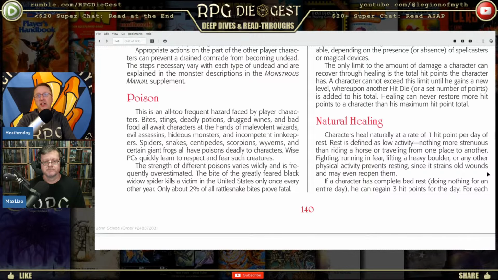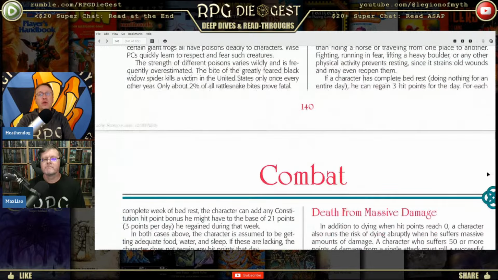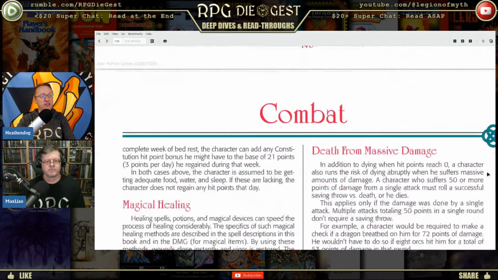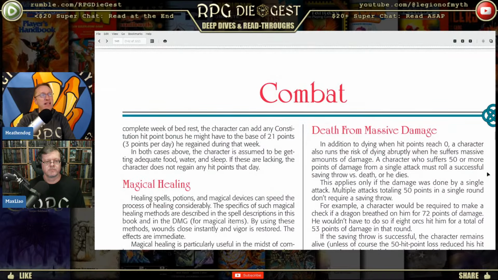If a character has complete bed rest, you can regain 3 points per day. For each week of bed rest, the character can add any constitution hit point bonus he might have to the base of 21 points, 3 points per day he regained during the week. So 1 week of bed rest will give you 3 points per day. That's 21 points. And if you have a constitution bonus for hit points, you get that on top at the end of the week. So +1, +2, +3, +5, depending if you're a fighter. Boom, you'll get that extra.